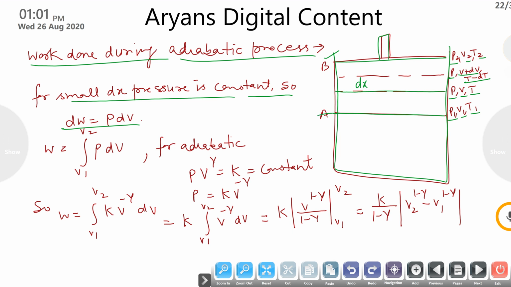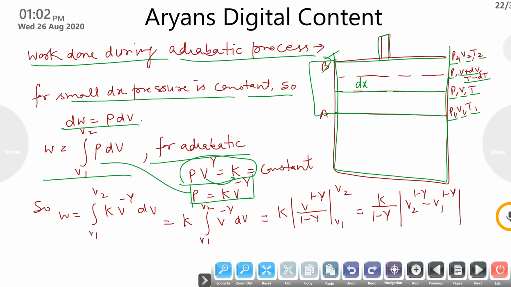Now to find the complete work done from A to B, I simply integrate it with proper limits, that is V1 and V2. Now we have derived that in the adiabatic process the equation PV^gamma is equal to constant. We derived it in the earlier part. If I put V on this side, it becomes V^(-gamma). So I will replace the value of P by P equal to K V^(-gamma). Now K is constant and V^(-gamma).